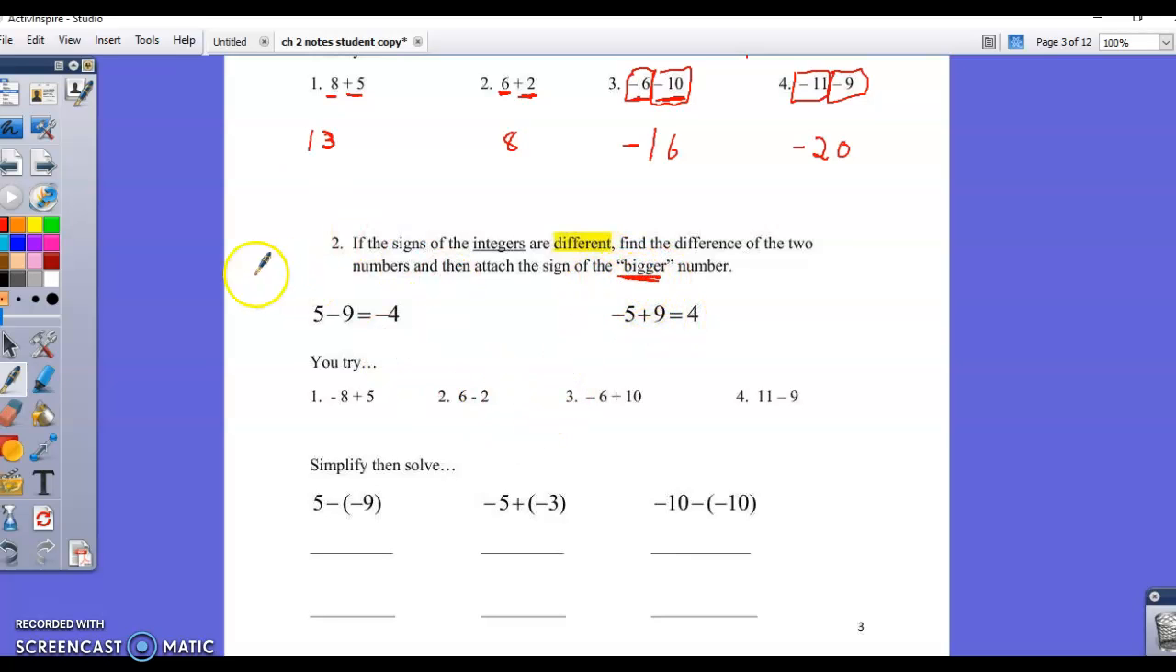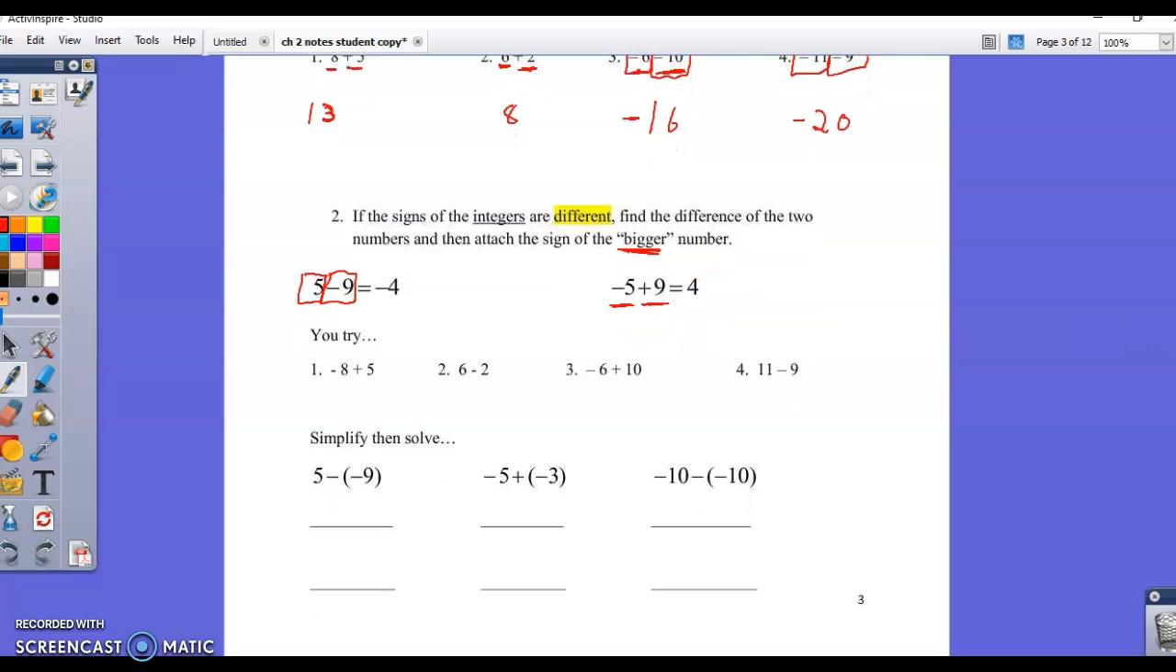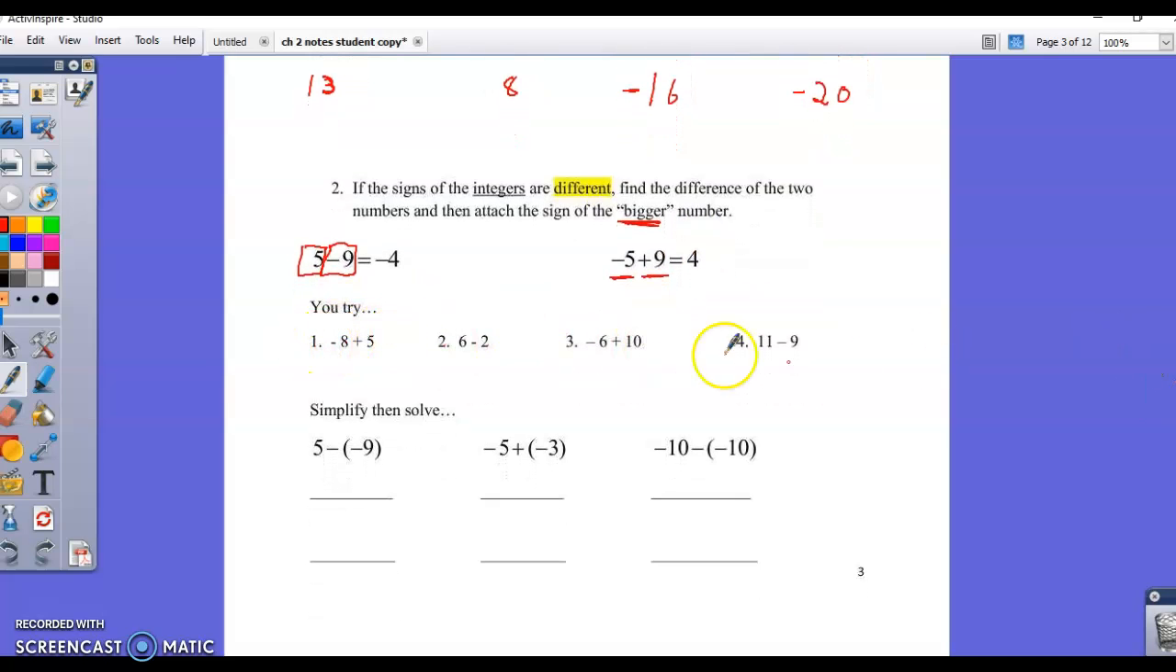So for example, I have a positive 5 and a negative 9. My difference between 9 and 5 is 4. 9 is bigger than 5, and that's a negative, so I associate the negative with that. Whereas over here, negative 5, positive 9, so the signs are different. The difference between 9 and 5 is still 4, but the positive goes with that bigger number, which is 9, so this is a positive. Let's look at these examples.